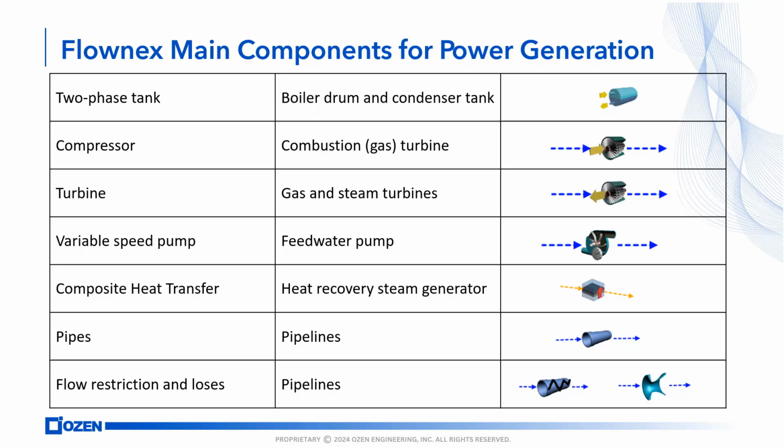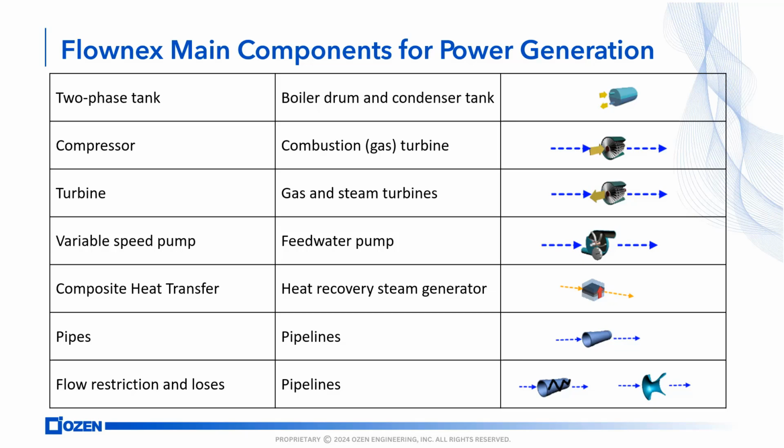We have a heat transfer element that we use here when we want to use the heat from the hot exhaust gas from the gas turbine, and then a variety of pipes and also some elements that we use to model the resistance to the flow within the pipeline, and any loss that we can model. These are the main components that you're going to see in the Flownex model.